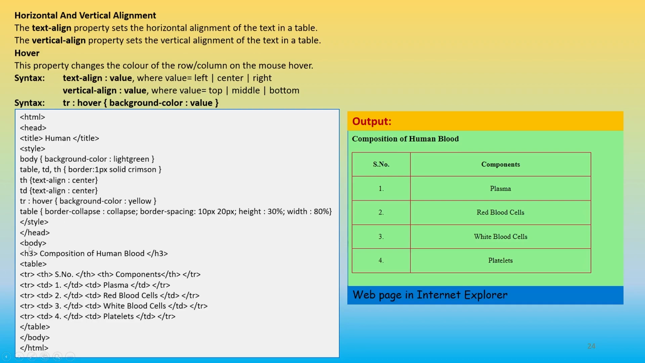Now my body part of the program comes in. For the H3 heading I am writing composition of human blood. Since I haven't specified any attribute, it will by default write this heading in black color. Now I have written the same content and I am closing this with the table tag and body. Once I write this, save it and open it in the browser, it will give you output somewhat like this.